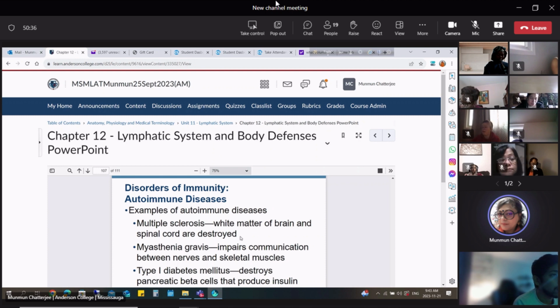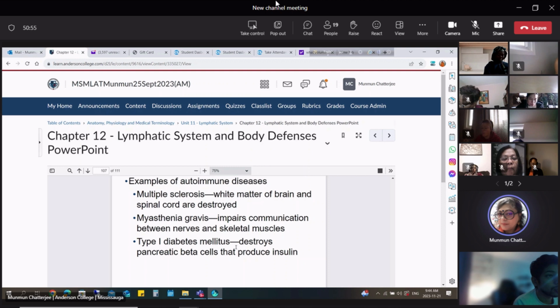it impairs the communication between the nerves and skeletal muscle. What is going to be the problem? Movement problem. Because the communication has been destroyed or impaired.